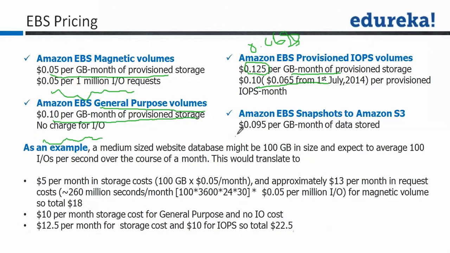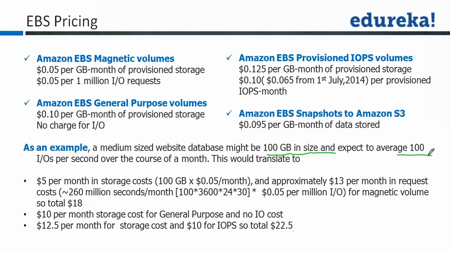Your snapshot, somebody asked me how much snapshot costs. It costs you 9.5 cents per GB of the data stored. So making all the pieces together, for example, you are running a website that is 100 GB in size and will have an average of 100 IOs per second. So your storage cost would be $5 per month, that is 100 into 0.05, that is what a magnetic standard volume would be costing you.